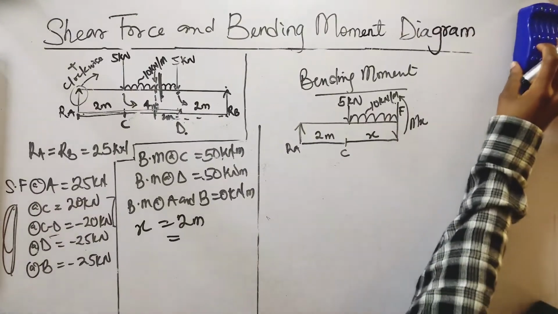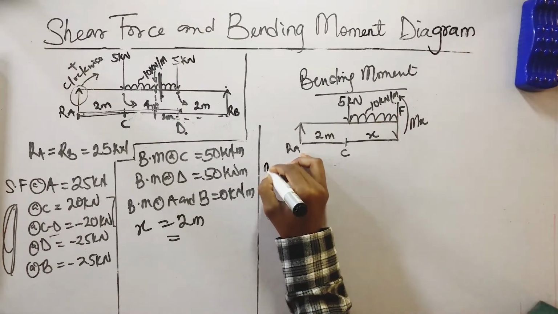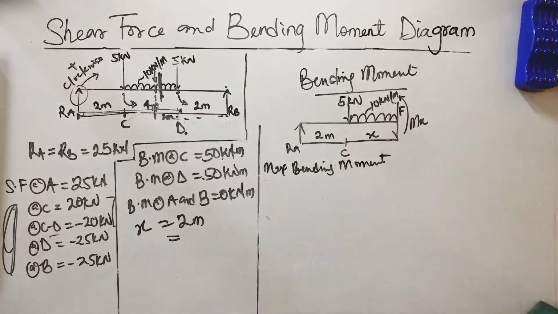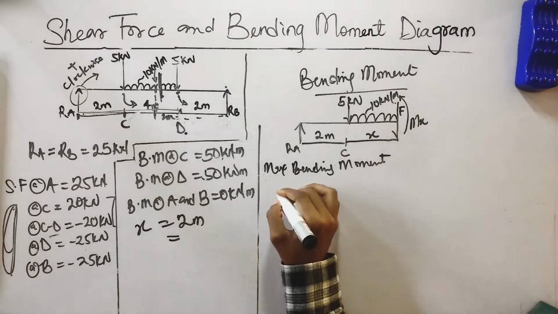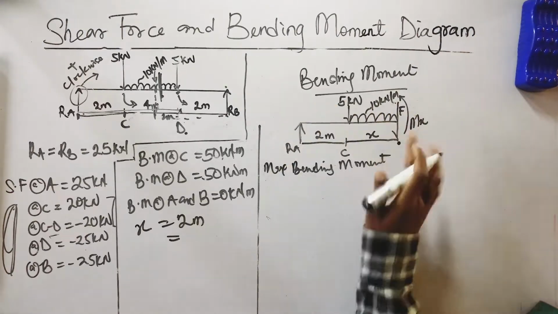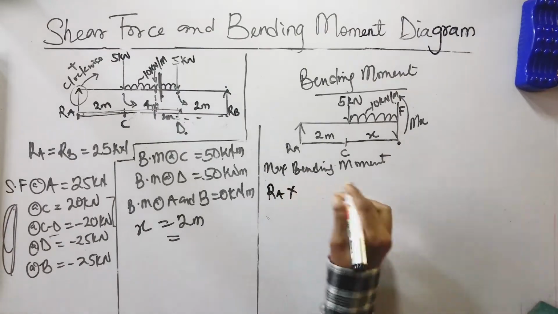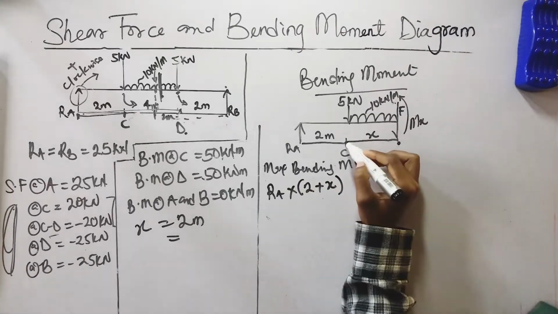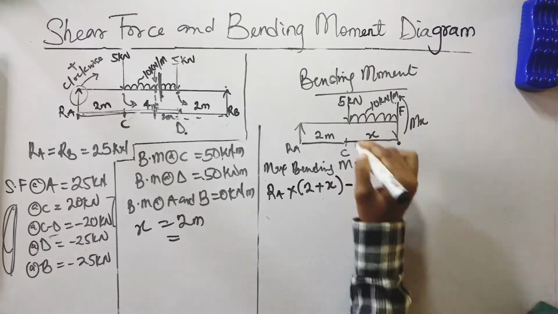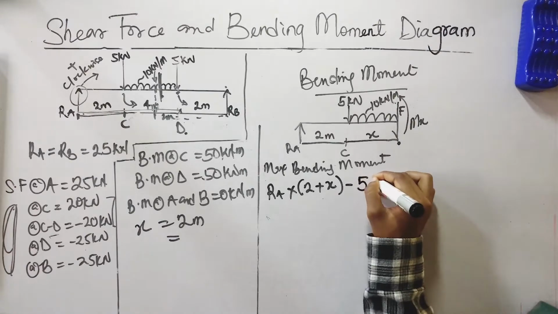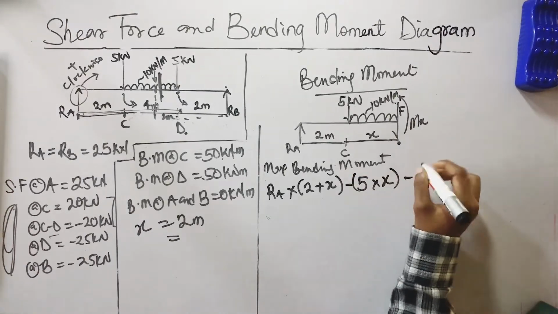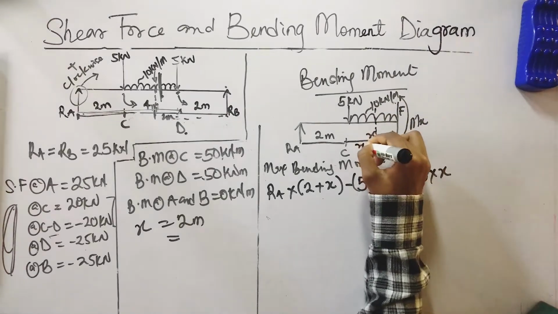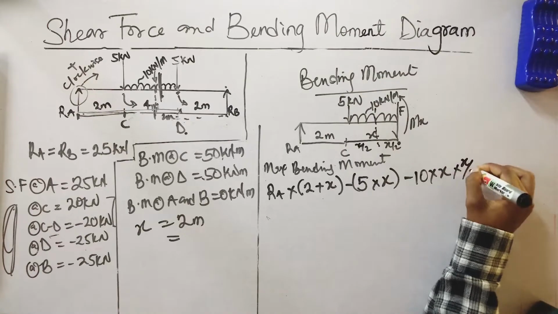So we now have our x as 2 meters, which we are going to use to calculate the maximum bending moment. Now we're going to derive the equation for the maximum bending moment also. So we have RA, which is acting as a clockwise moment till this point. We have RA times the distance, which is now 2 plus x. The next is the 5 kilonewton, which is an anti-clockwise moment, negative. So you have minus 5 times the distance, which is x. And then the next is the UDL, which you first have to convert to point load, which is 10 times x.